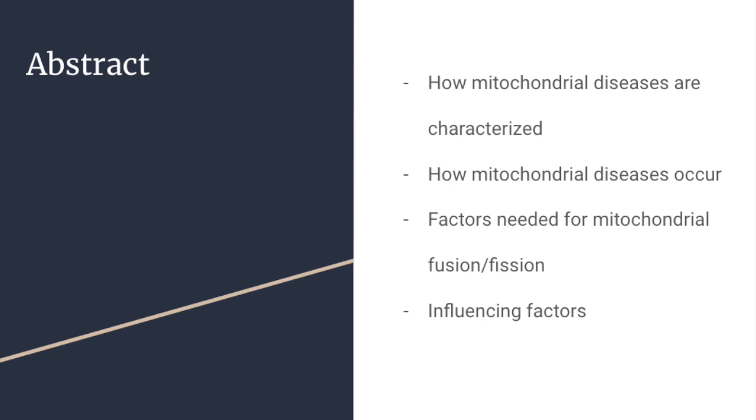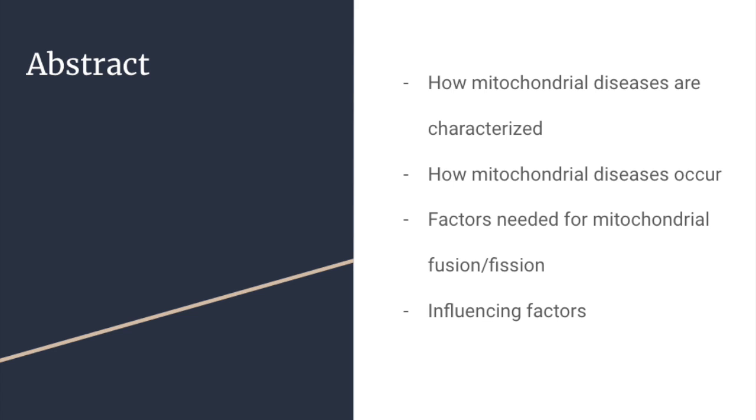Now on to the abstract of the article. The first thing they talked about is how mitochondrial diseases are characterized. And mitochondrial diseases are clinically, biochemically, and genetically heterogeneous disorders characterized by the dysfunction of mitochondria, which are essentially just the cells that produce energy within the body.